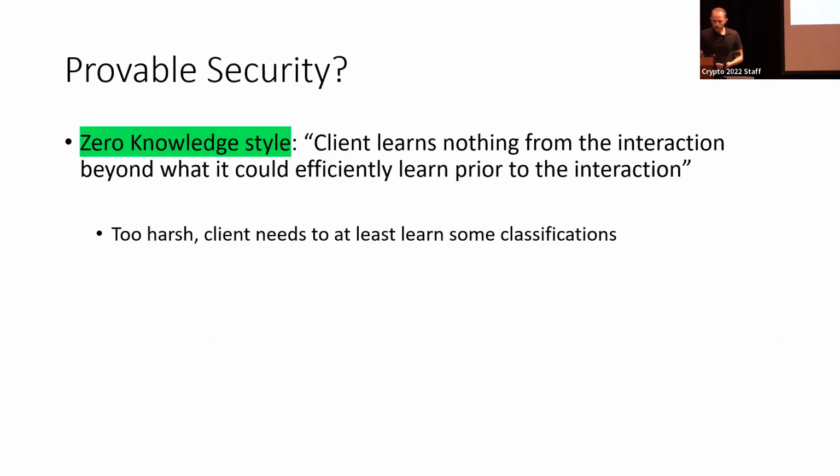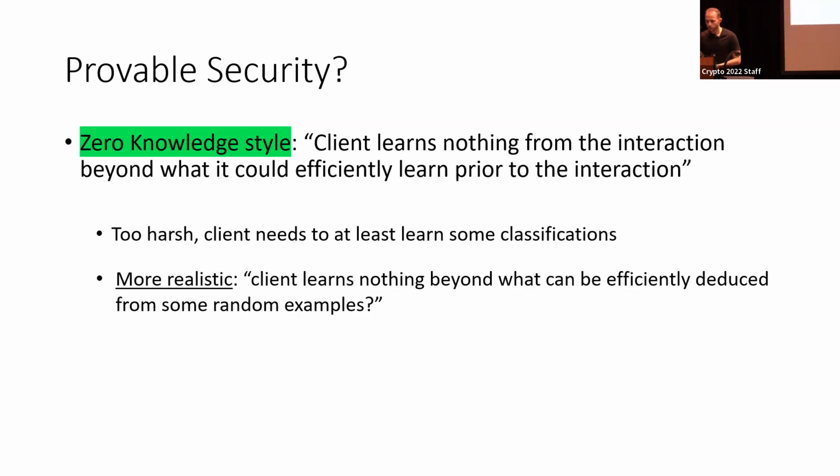So that being said, it's not really clear how to even define security for this kind of problem. You could try something that's zero knowledge style. But really, this is too harsh because at the end of the day, the client needs to be able to learn something about the model. In the example of machine learning as a service, otherwise the client may just not use the model if it knows it's not going to learn anything going into it.